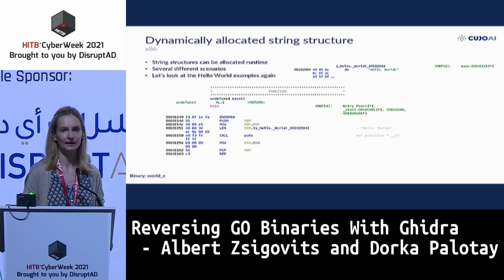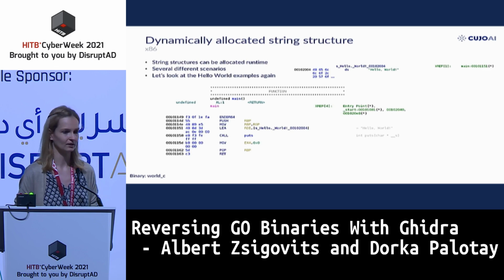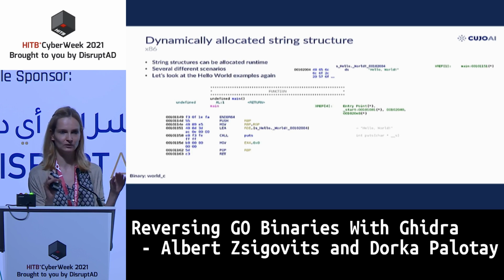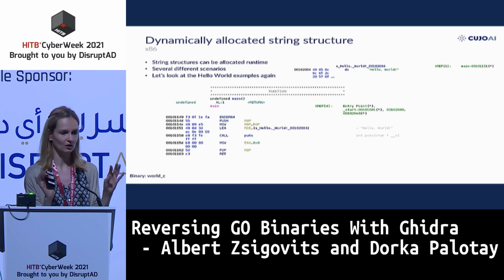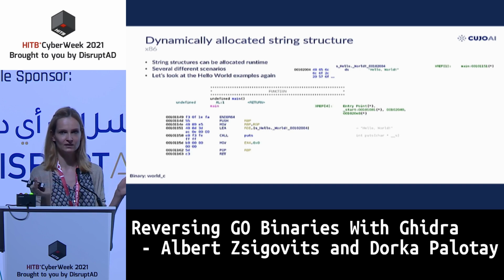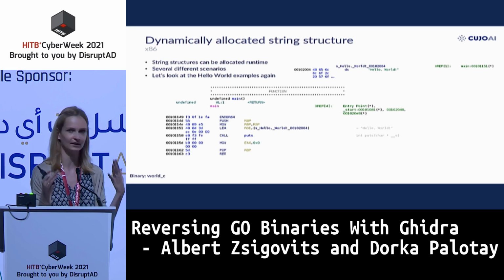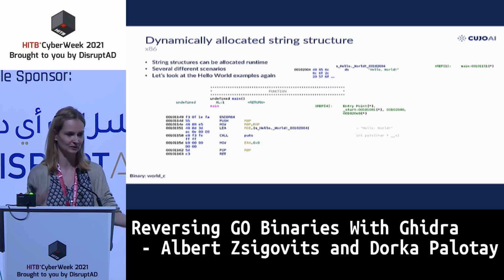Let's start with the dynamically allocated string structures. It basically means that these structures will be built up during runtime, and there are several different scenarios again. If we look at the hello world examples again from the string point of view, the disassembly of the main function in C is very easy to read. Even if you never use Ghidra or IDA, just looking at this assembly, you can tell that it will print hello world.